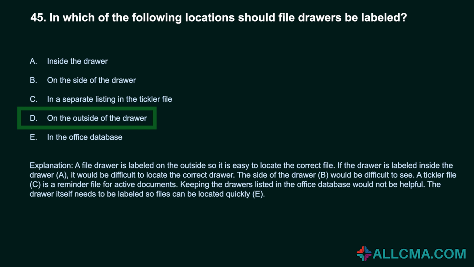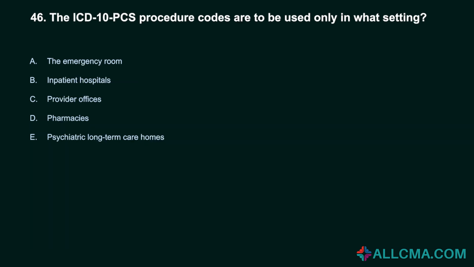If the drawer is labeled inside the drawer, A, it would be difficult to locate the correct drawer. The side of the drawer, B, would be difficult to see. A tickler file, C, is a reminder file for active documents. Keeping the drawers listed in the office database, E, would not be helpful. The drawer itself needs to be labeled so files can be located quickly.